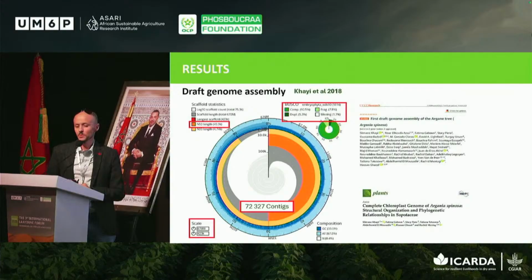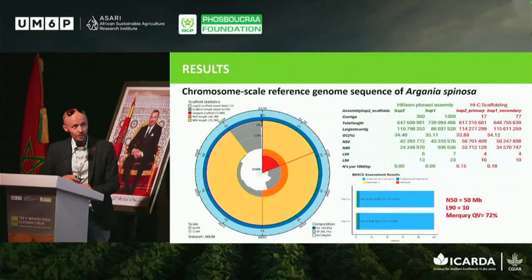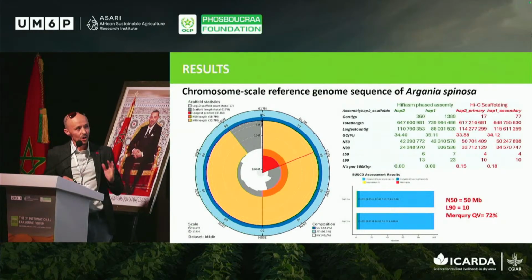We already published the draft genome, really a draft, highly fragmented genome in 2018, with the chloroplast genome. But today we believe that we improved significantly this genome sequence. As you can see at the end of the assembling process, we have two haplotypes with around 17 contigs and 77 contigs, with high N50 metrics, around 50 million base N50 and L90 around 10, and all these parameters are used to evaluate the assembly, and they are of very, very high quality, indicating that we have a robust assembly of this genome.